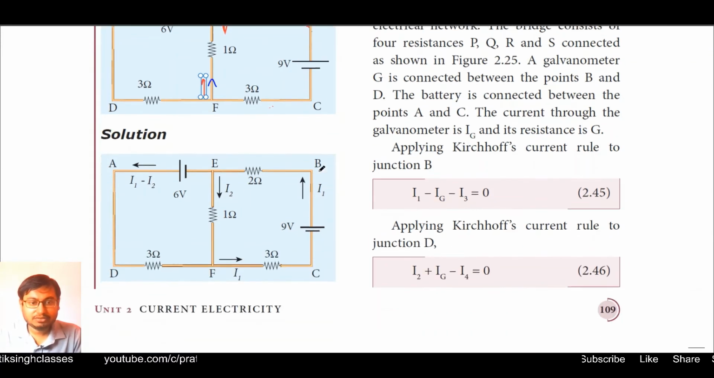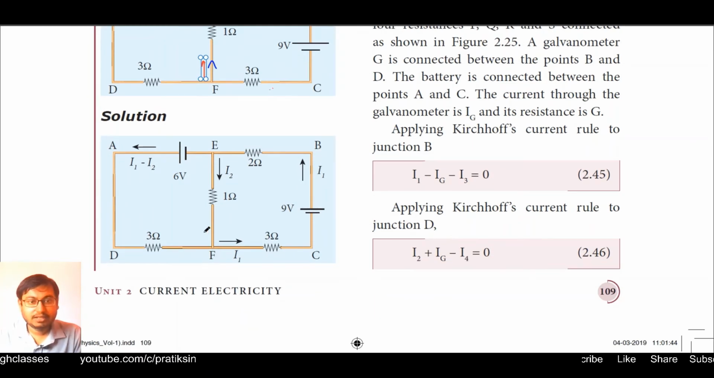So coming to the solution. Taking from this one, this battery is of 9 volt, or simply the cell is of 9 volt. This one is of 6 volts, and the values of the resistors are given: 2 ohm, 3 ohm, 1 ohm, 3 ohm. You have to find how much current is flowing in this resistor, between F and E.